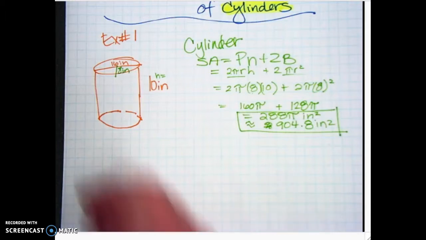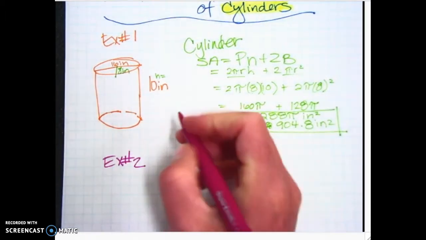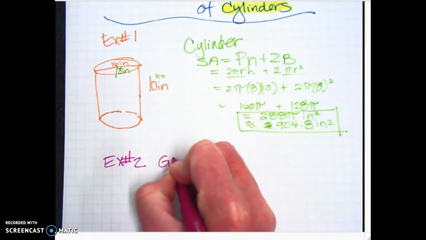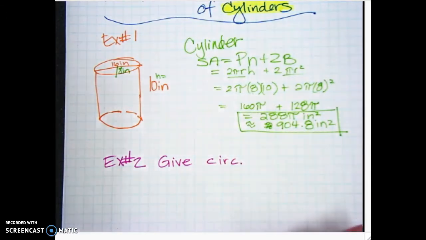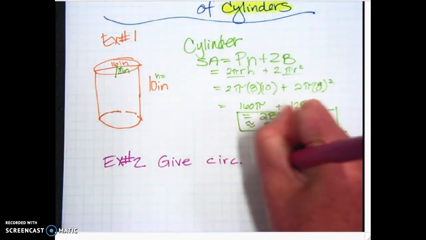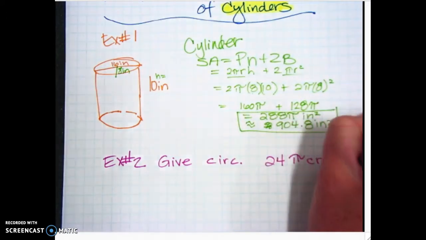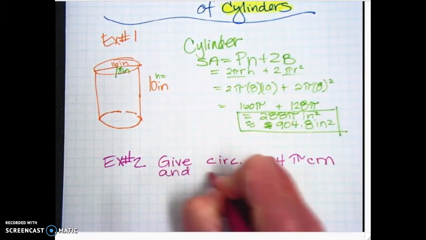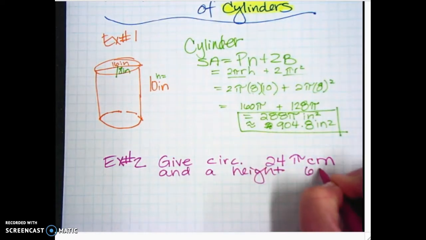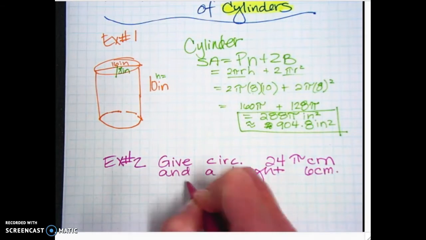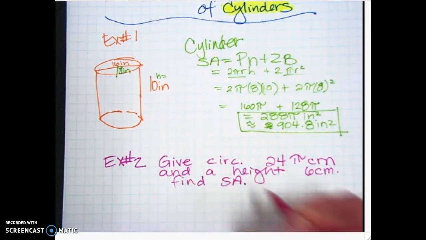All right. Example number 2. This time I'm going to give you the circumference, which is going to be 24 pi centimeters, and a height of 6 centimeters, and ask you to find the surface area.